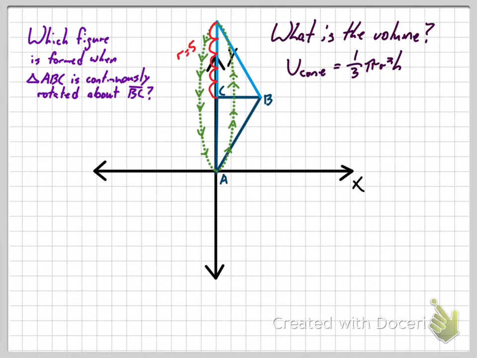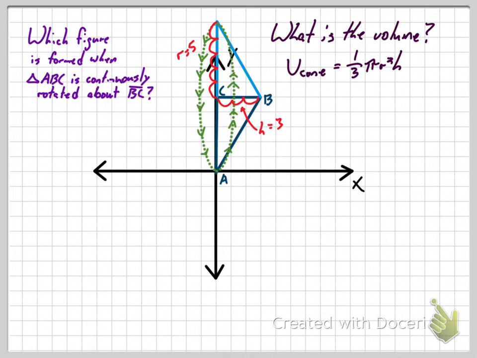So what's the radius of this cone? The radius is 5, because this whole thing is being spun continuously this way. This is going to be half the diameter. That's going to be the radius. It's going to be 5. I just counted 1, 2, 3, 4, 5. And then the height of the cone is this distance here, which is 3.